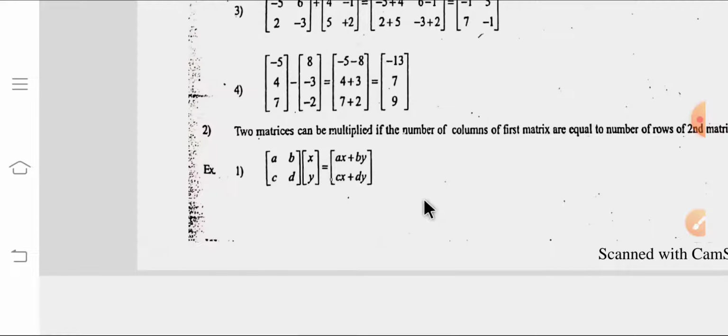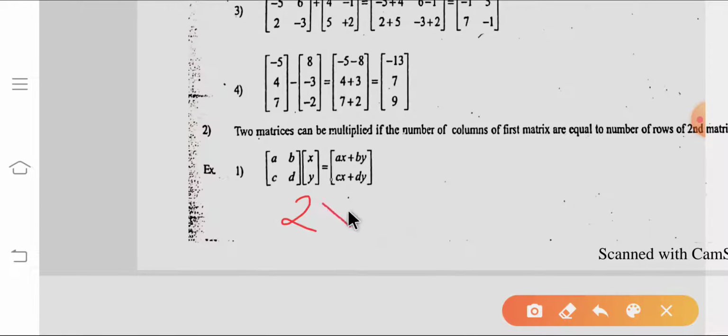Then we multiply. Two matrices can be multiplied if and only if the number of columns of the first matrix is equal to the number of rows of the second matrix. For example, here this is the matrix A, B, C, D. This is a matrix of order 2 by 2.